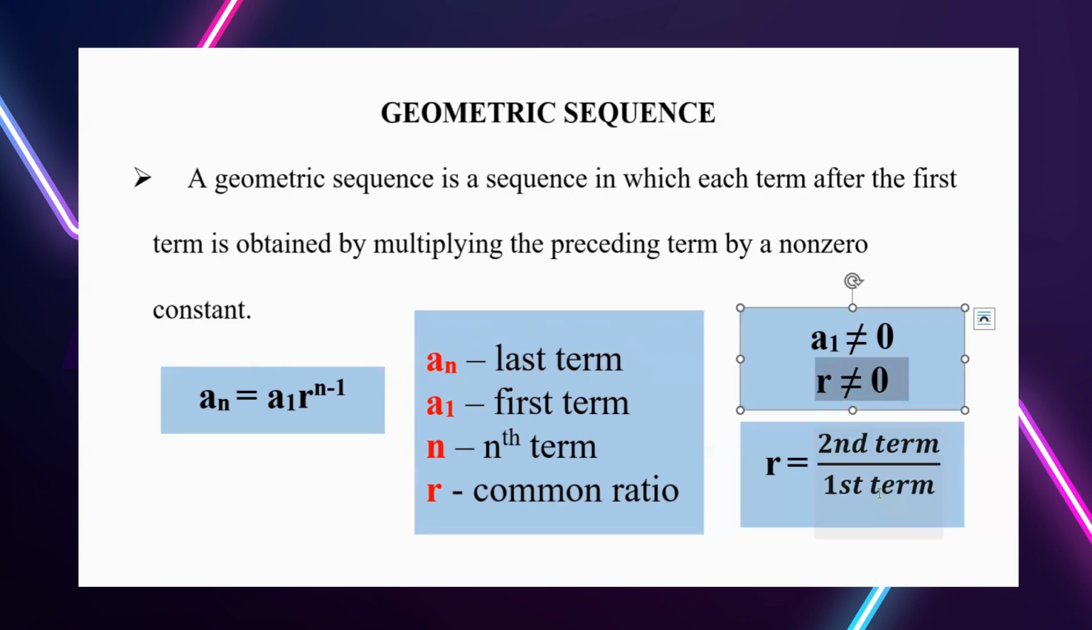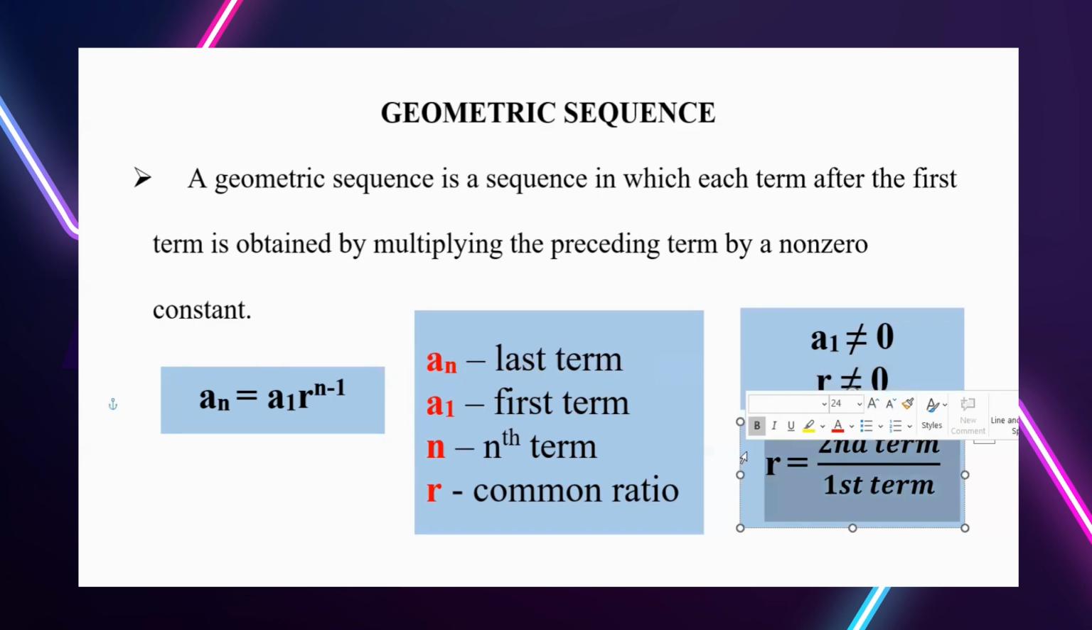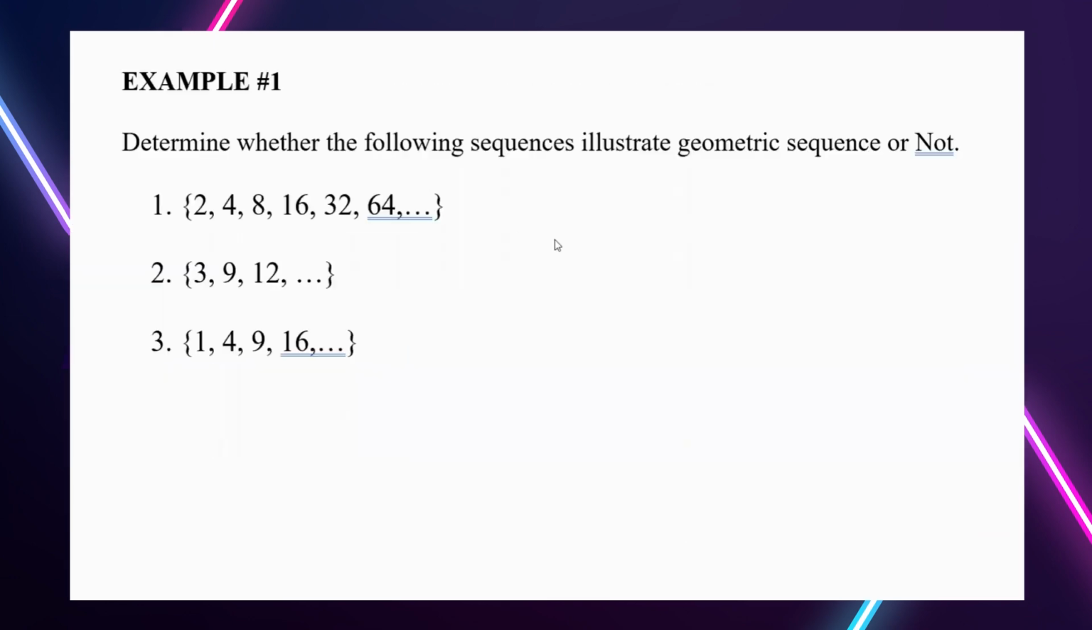We can get the common ratio by dividing the second term by the first term. Again, makukuha natin ang common ratio of the geometric sequence once we divide the second term by the first term or its preceding term. Take a look with our example number 1. Determine whether the following sequences illustrate geometric sequence or not. Ibig sabihin, aalamin natin ang tatlong sequences na to kung ito ay nagpapakita ng geometric sequence o hindi.